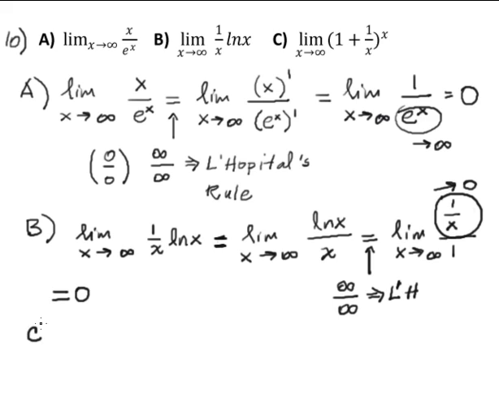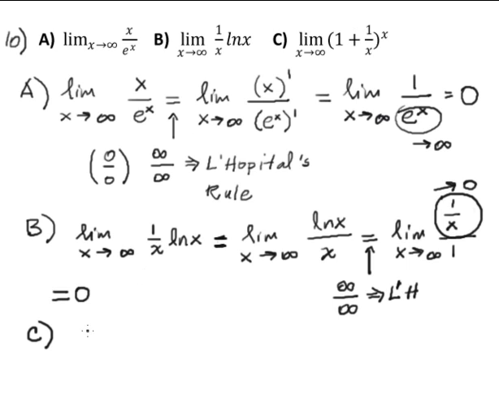Okay, C is a little bit different. In C, we have a base containing some x expression, and we have an exponent that also contains x. So we have x in the exponent and x in the base of this exponential expression. And the way we evaluate this limit is first we evaluate the limit of the log of this expression in order to bring down the x. So that's a standard trick when we're in this situation: x in the base and x in an exponent of some sort of exponential expression.